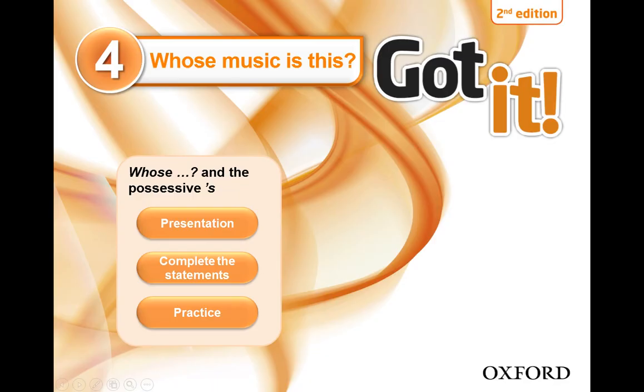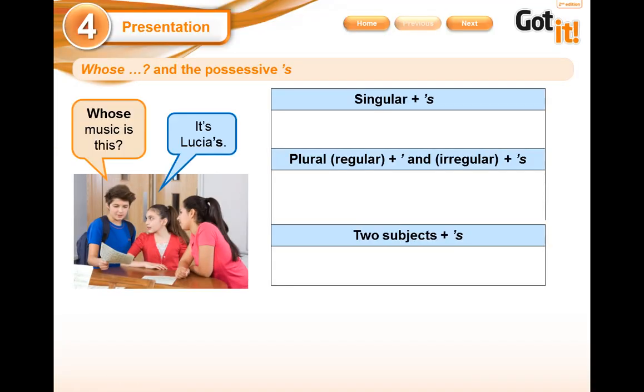So let's start with our class. Here we have the possessive case. Let's start. Here we see an example. Whose music is this? It's Lucia's. But the whole answer must be it's Lucia's music. Ok, la respuesta completa en sí debería ser Lucia's music. Y siempre la traducción va de atrás hacia adelante. ¿De acuerdo? Es la música de Lucía.